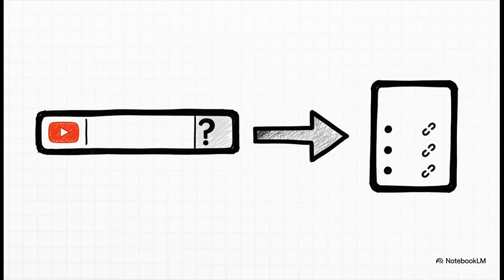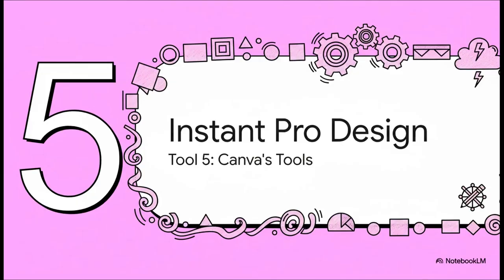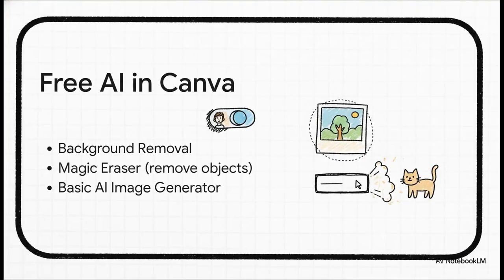And for our 5th and final tool, let's turn to a name you probably already know, but one that has quietly added some seriously game-changing AI features. We are talking about Canva's magic tools, which give you instant pro-level design. Now, you might already be using Canva, but have you seen what they've rolled into the free version? Background removal, a magic eraser to get rid of unwanted objects in a photo, and even a basic AI image generator. Not that long ago, these were features you absolutely had to pay for in separate apps.